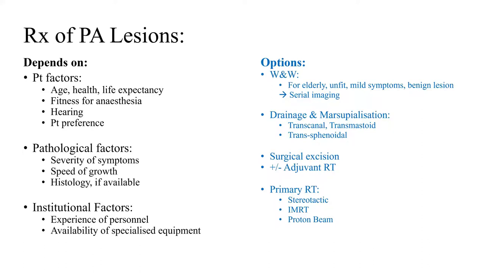Drainage and marsupialization can be done through various approaches, as I said before. So either a transcanal, transmastoid, or the transsphenoidal approach, as described earlier. Surgical excision is obviously an option, and in cases of malignancy, one may offer adjuvant radiotherapy. And then primary radiotherapy is sometimes an option, which can be given either as stereotactic IMRT or proton beam therapy.